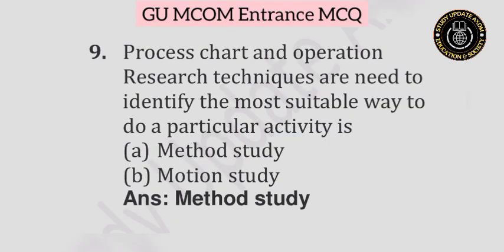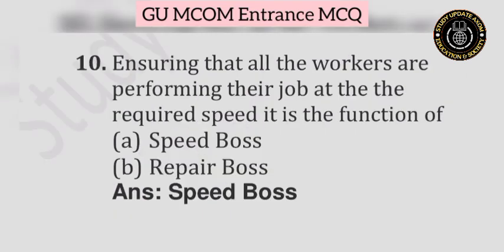Question number 9. Process chart and operation research techniques are needed to identify the most suitable way to do a particular activity is option A. Method study. Option B. Motion study. Answer is method study. Question number 10. Ensuring that all the workers are performing their job at the required speed. It is a function of option A. Speed boss. Option B. Repair boss. Answer is speed boss.